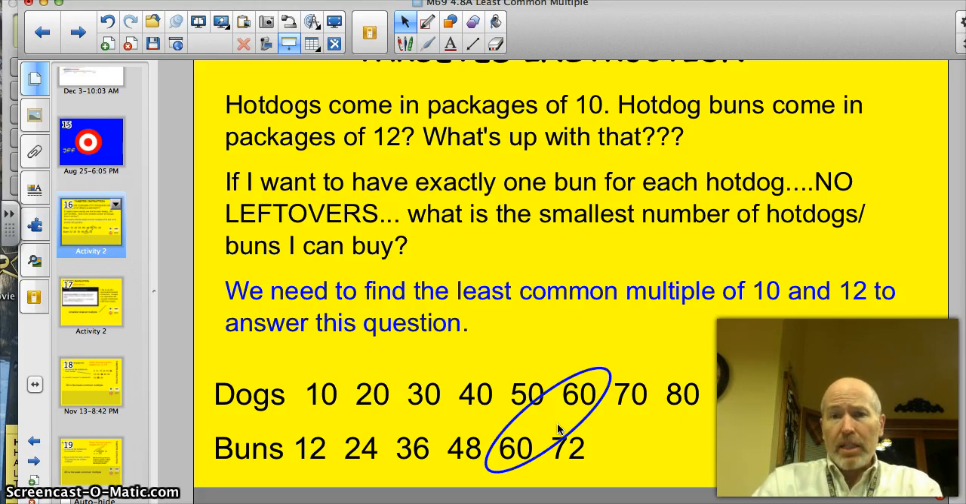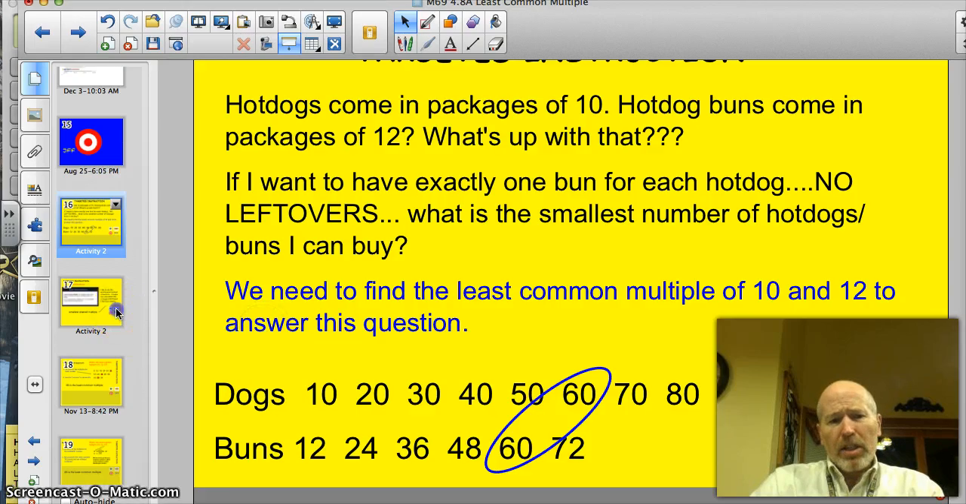So that's the least common multiple. So if I buy 60 hot dogs, I'm going to have exactly 60 buns. Of course, I have to buy 6 packages of hot dogs and 5 packages of buns, but for 10 and 12, 60 is that least common multiple.